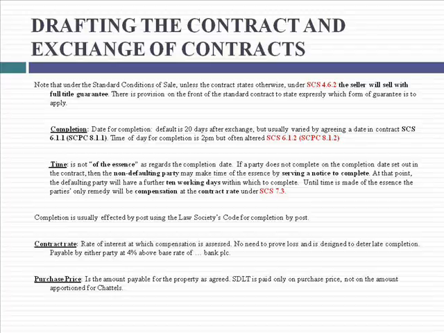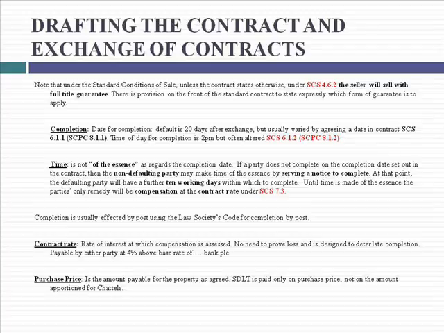If a party does not complete on the completion date set out in the contract, then the non-defaulting party may make time of the essence by serving a notice to complete. At that point, the defaulting party will have a further 10 working days within which to complete. Until time is made of the essence, the party's only remedy will be compensation at the contract rate under SCS 7.3. Completion is usually effected by post using the Law Society's Code for completion by post.